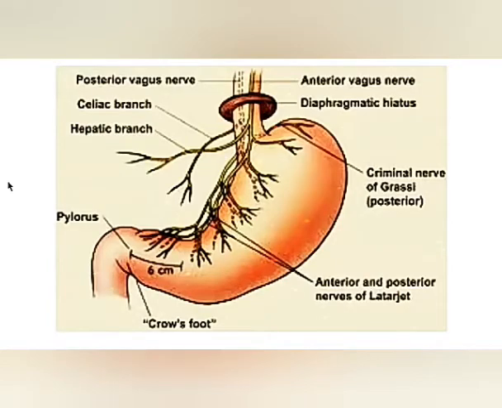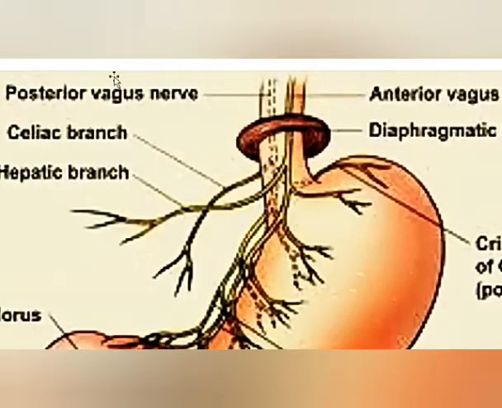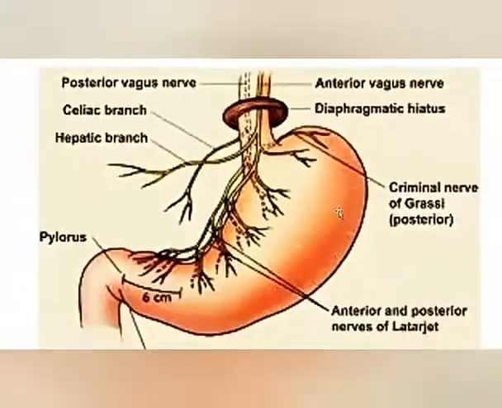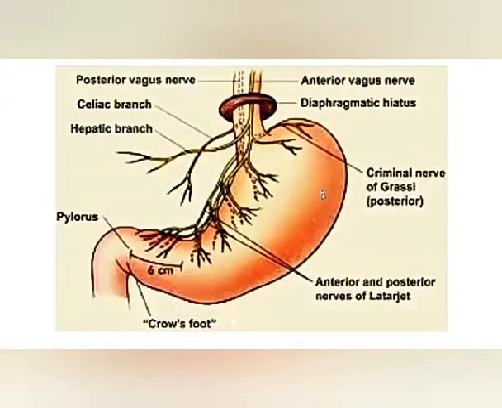You see here. So we should remember that the posterior vagus is the right vagus and the anterior vagus is the left vagus. We have a code: left anterior, right posterior, LARP. A mnemonic is LARP, left anterior, right posterior.